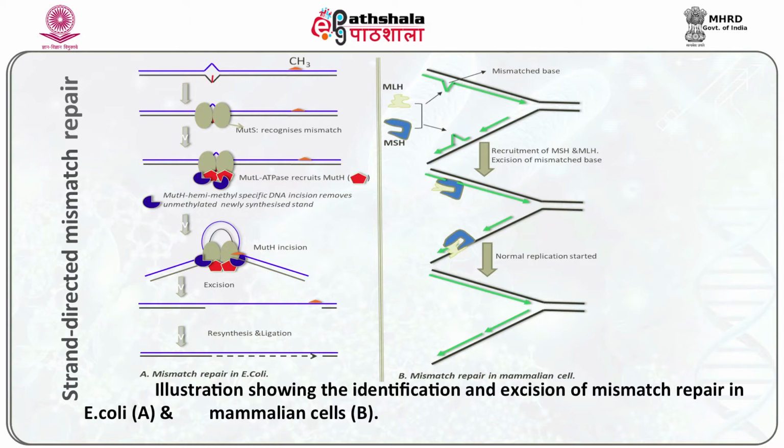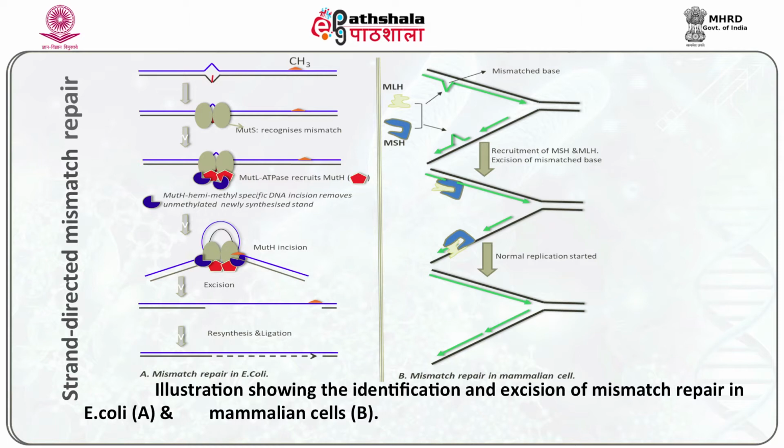Mut-H creates a DNA incision by its intrinsic endonuclease activity. Mut-H then cleaves at the GATC sequence and removes the unmethylated newly synthesized strand, followed by the nick. Cellular exonuclease removes 500 to 2000 nucleotides, which are later filled by DNA polymerase and later sealed by ligases.